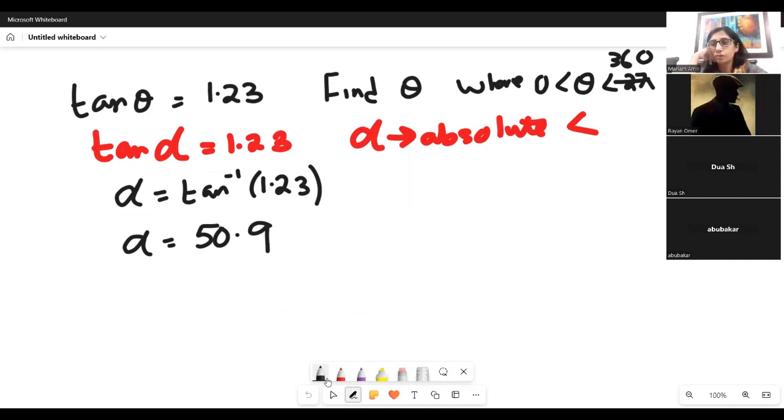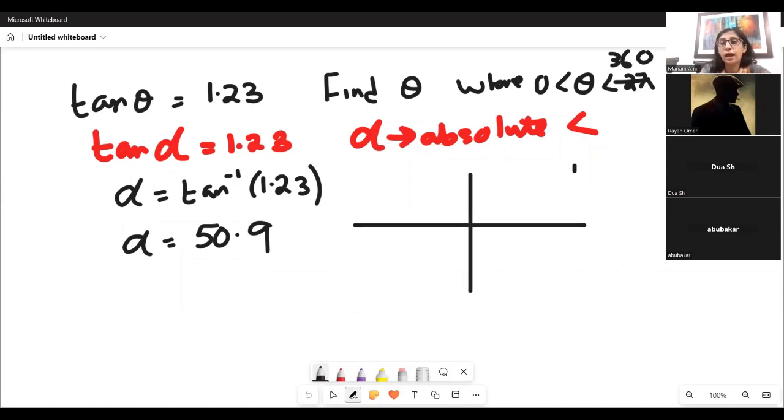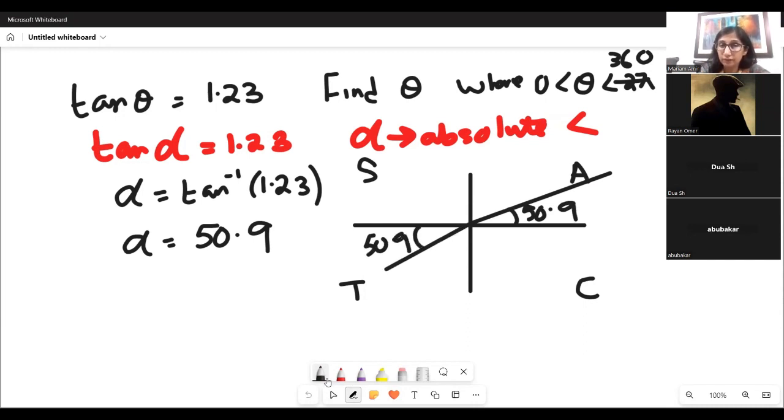Okay. Now, was the answer of tan theta positive or negative in the question? Positive. So let's sketch this alpha. Add sugar to coffee. So that means this alpha can either be in the first quadrant or in the third quadrant. It can't be in S or C, because in S, we know that tan should be negative. In C, we also know tan should be negative. So that absolute angle is either here, 50.9 with the x-axis, or here, 50.9 with the x-axis.